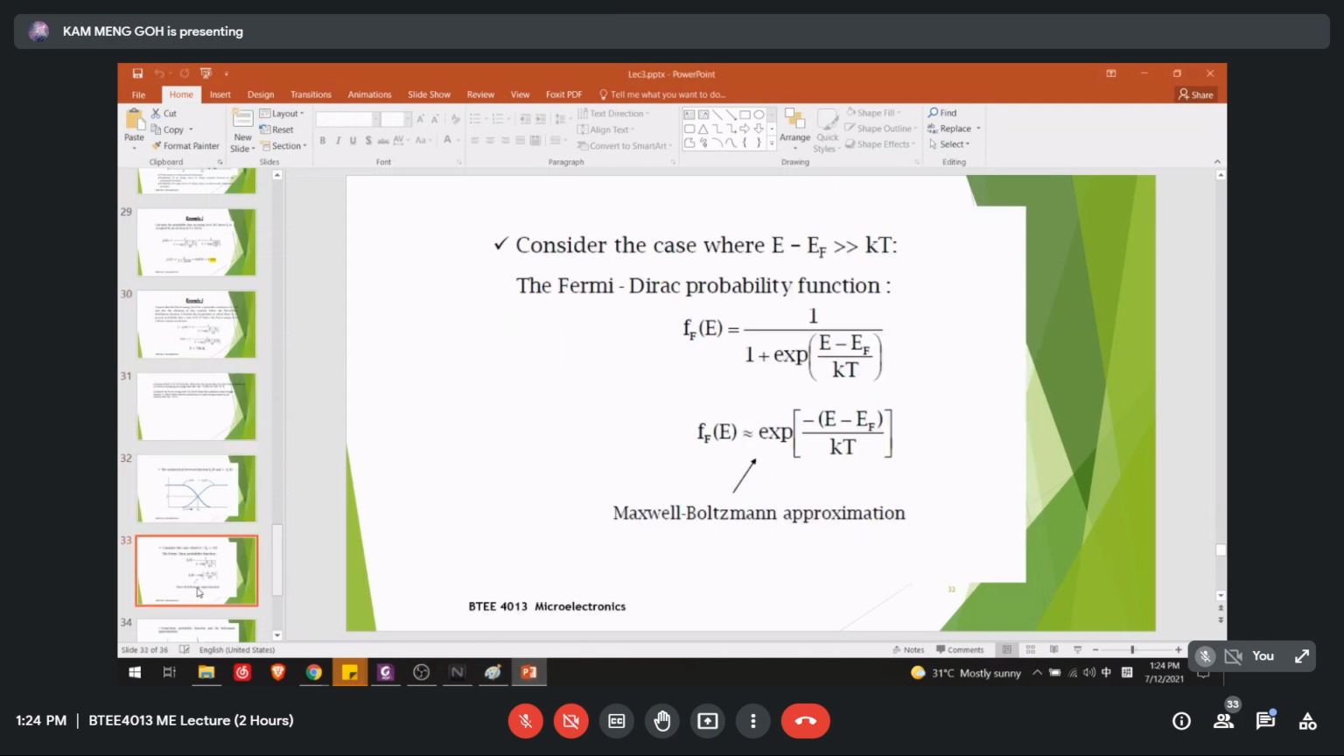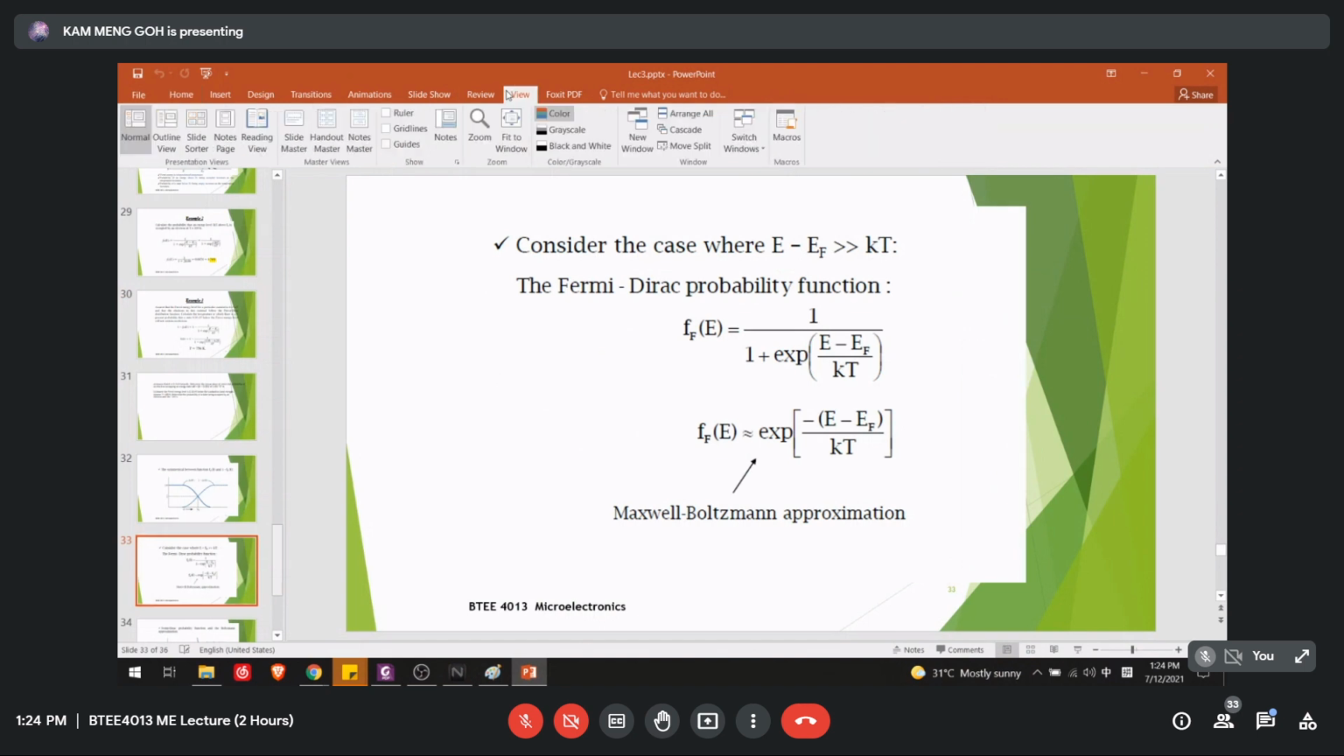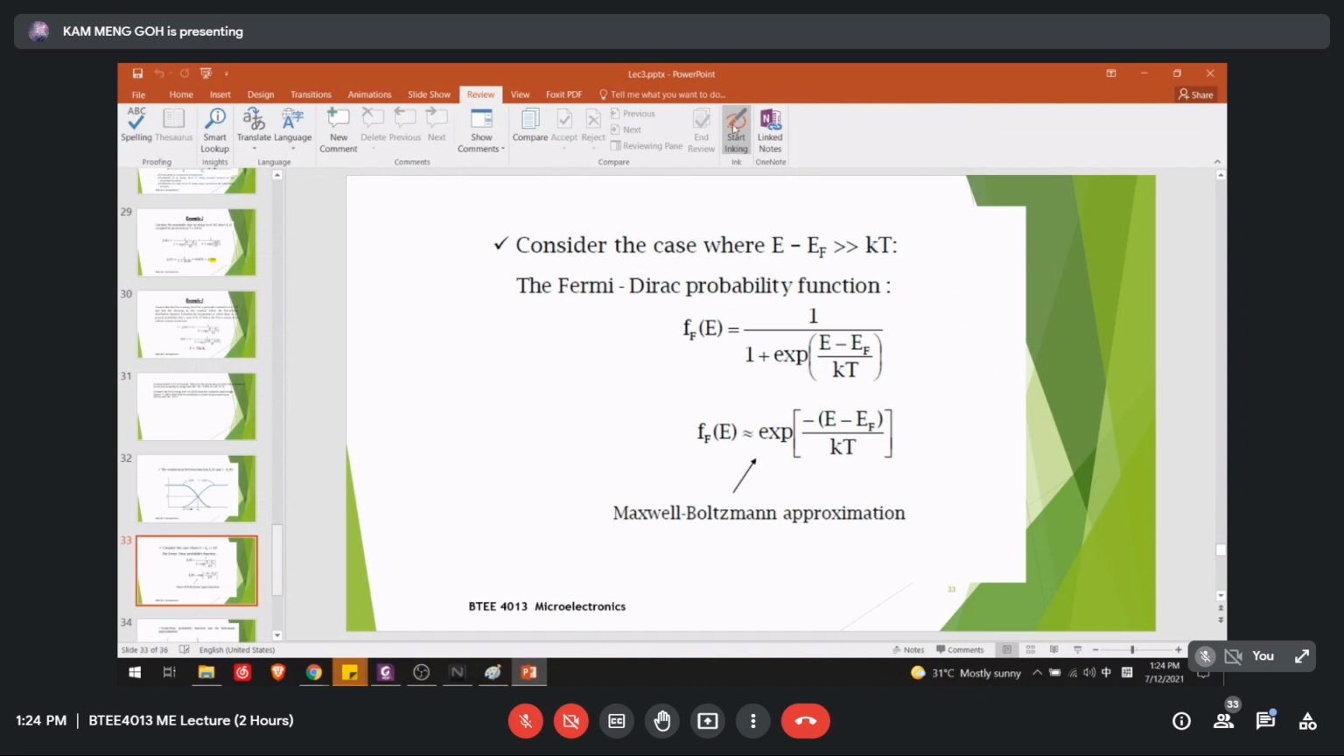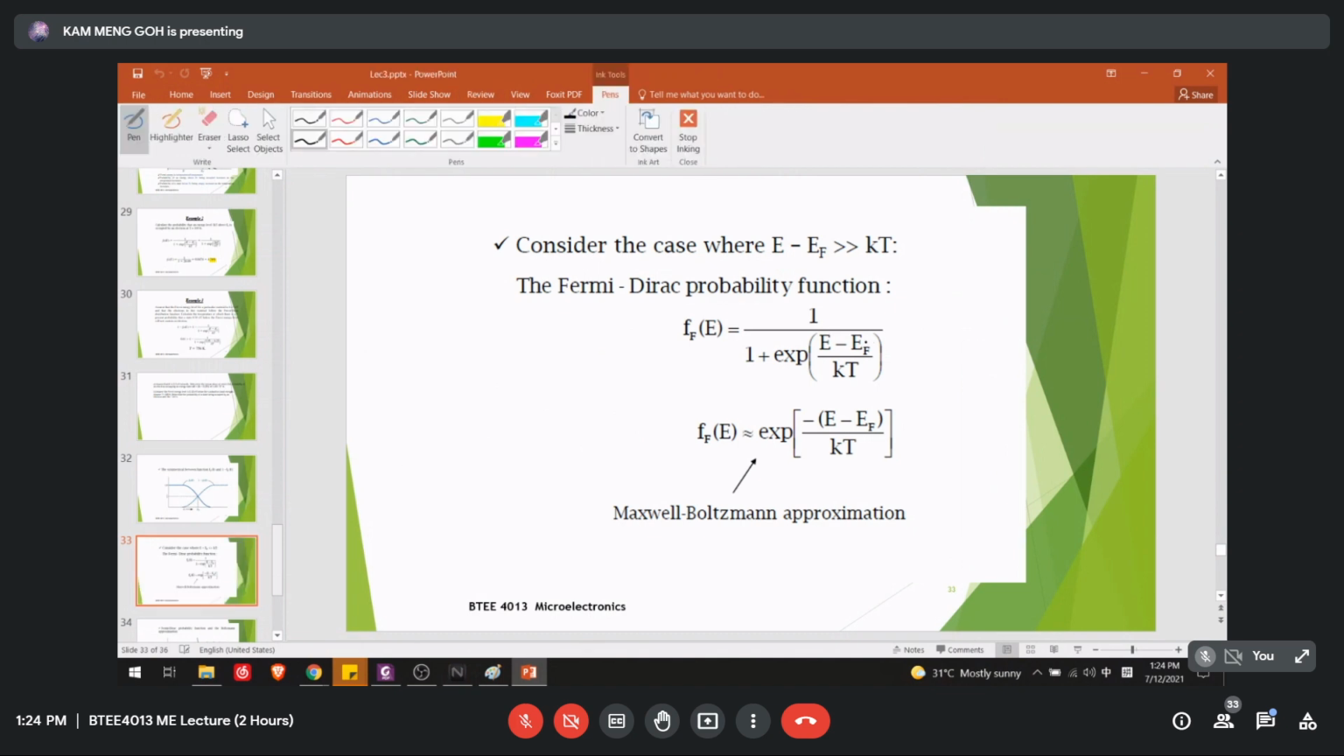Then we also consider the case where E minus EF is much bigger than kT. Then we can use the Maxwell-Boltzmann approximation, which means the value will be approximately exponential of negative (E minus EF) over kT. So it is one of the ways to do it.